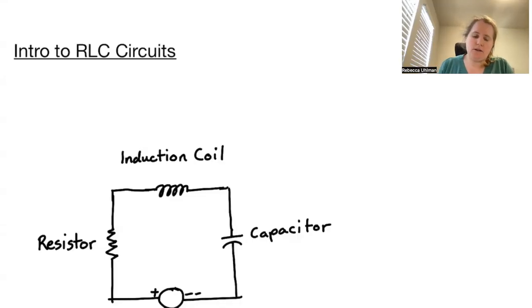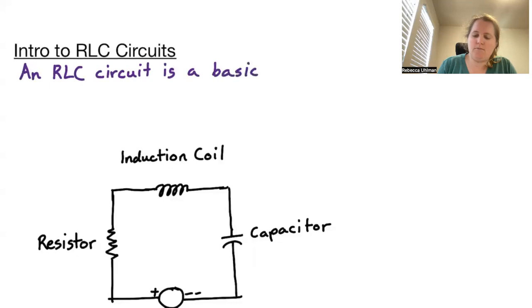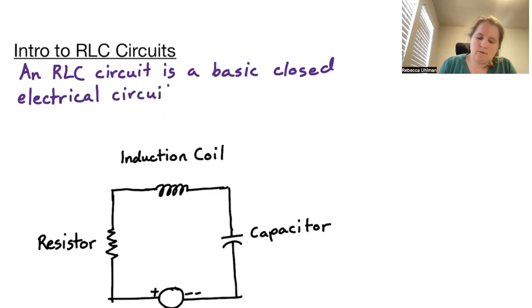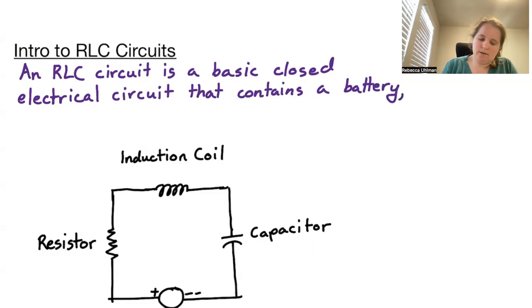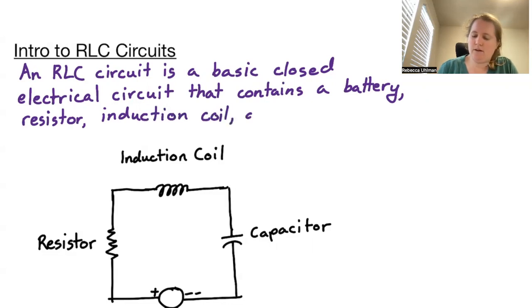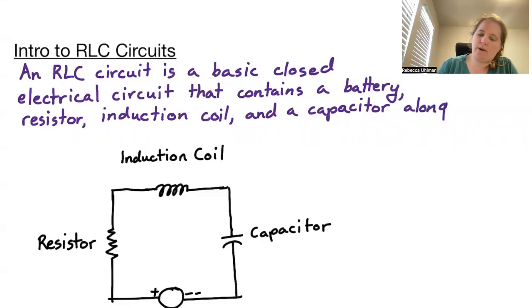An intro to RLC circuits. So an RLC circuit is a basic closed electrical circuit that contains a battery, a resistor, an induction coil, and a capacitor along a closed wire loop.